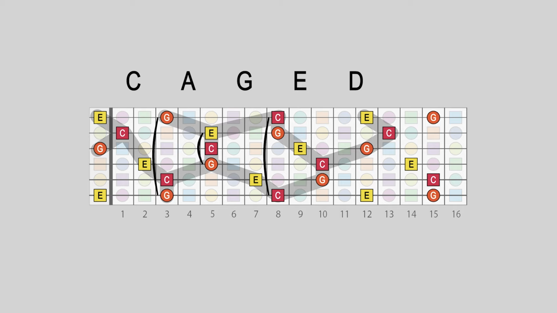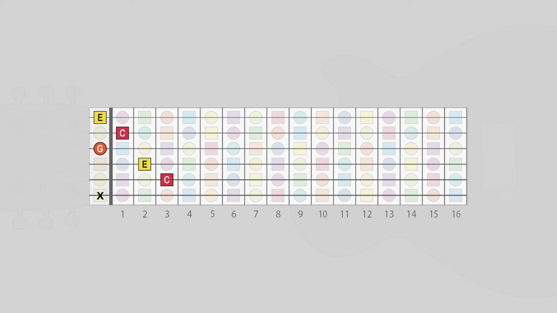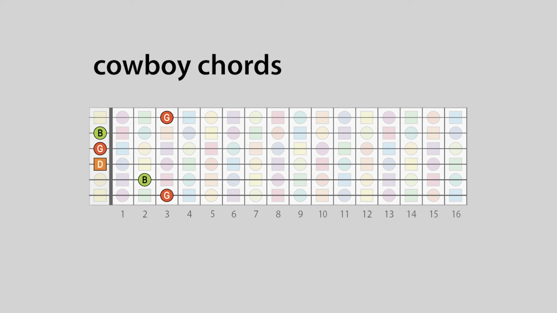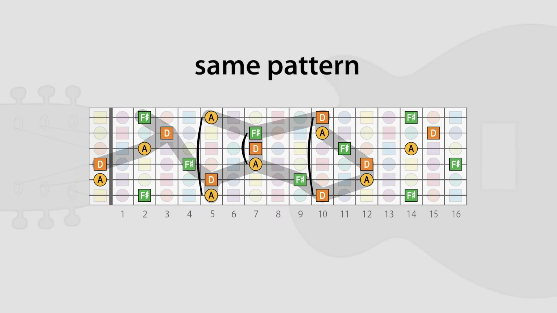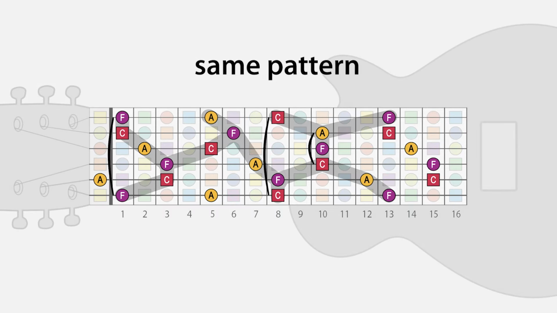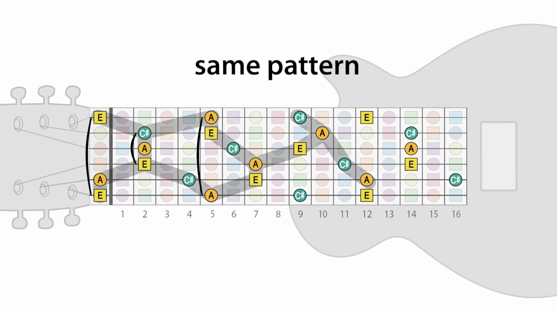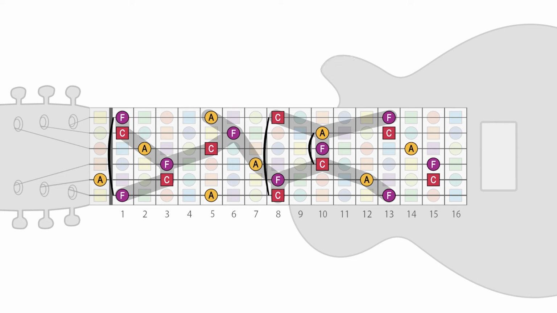I explained CAGED chords in more detail in another video, but you get the idea. The open chord shapes, the basic cowboy chords, allow you to play not only a few chords at the top of the guitar neck, but also further up the fretboard. And the same pattern applies to every major chord in music, whether it's C sharp, D, D sharp, E, and so on.